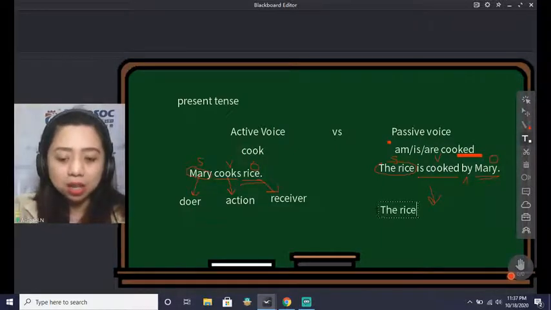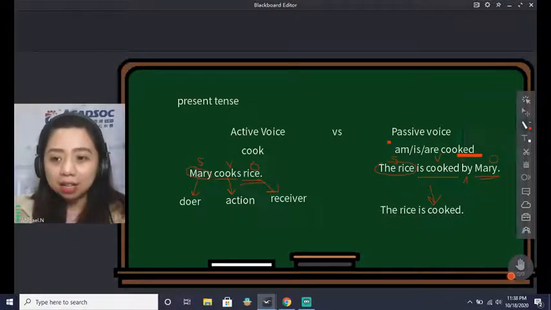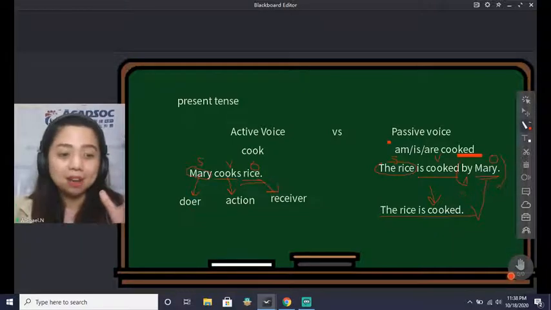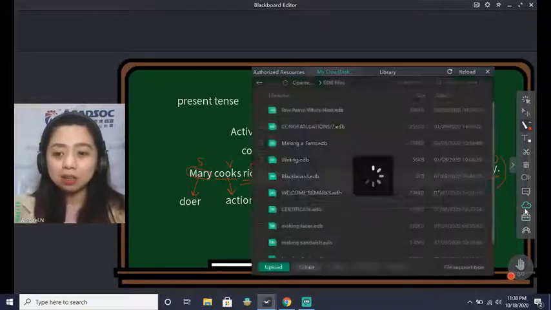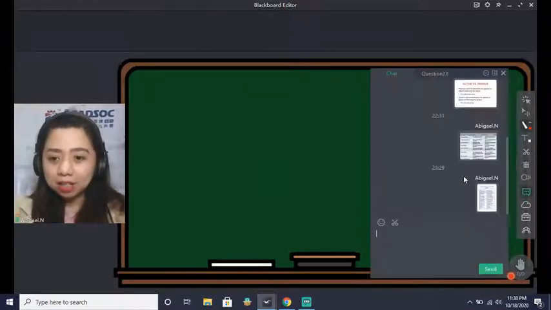However, class, you can have another way to write this sentence. You can just say the rice is cooked. That's it. Why should we eliminate or remove by Mary? If we're going to eliminate it, we will not know who does the action. It's okay. In passive voice, this phrase by and the object is optional. So just say the rice is cooked. That's enough. That's already a sentence in passive voice. Okay, so let's clear the board again and let's check the other rule.